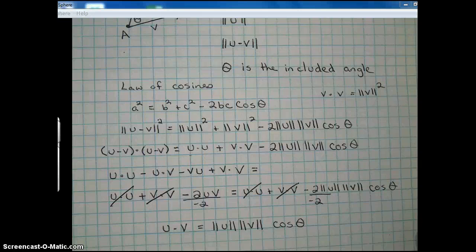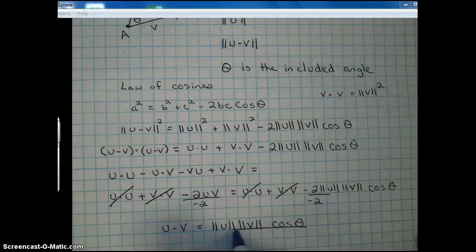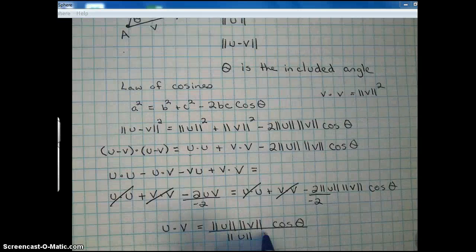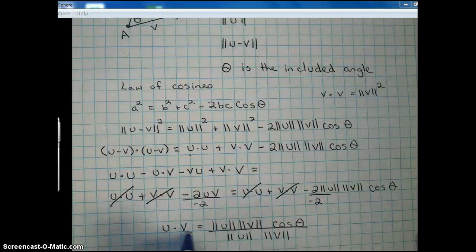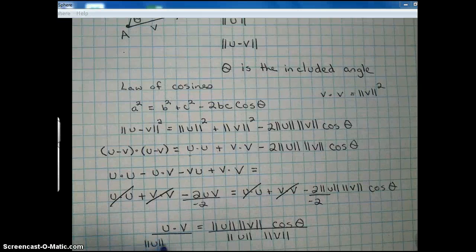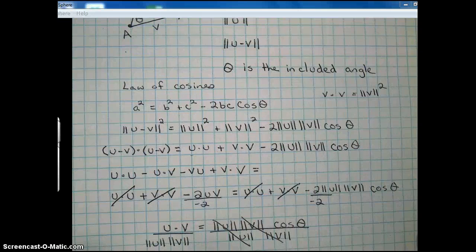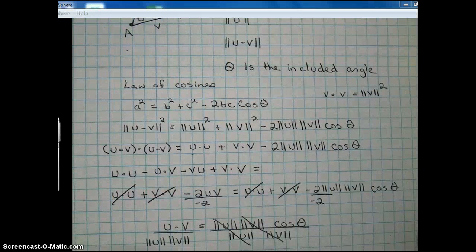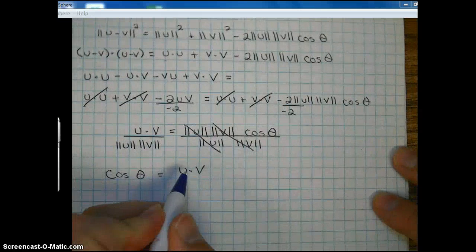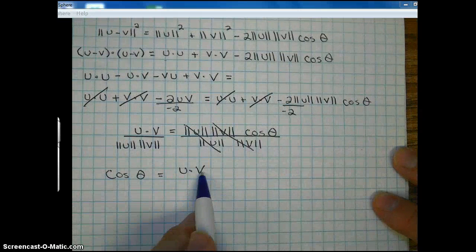Now, we want to solve for the cosine of theta, so we're going to divide both sides by the magnitude of u times the magnitude of v. So that cancels out. So here's your theorem for finding theta. The cosine of theta is equal to u times v, vector u times vector v. So you got your dot product. Oops, I got to move it up. Sorry about that. So you got your dot product on top.